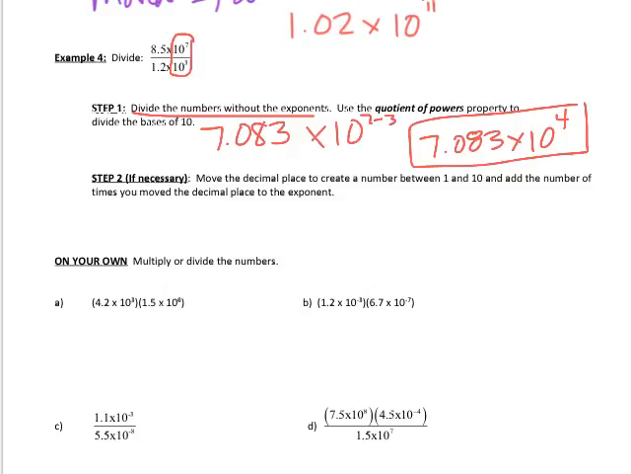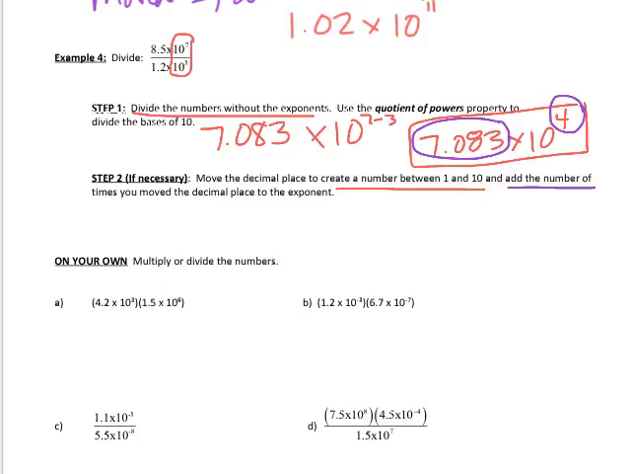Now let's make sure of one more thing. Move the decimal place to create a number between 1 and 10. Well, this number is already between 1 and 10, so we really don't have to do anything with that. And if the number was not between 1 and 10, we would add the number of times you move the decimal place to this exponent right here. Okay, so we're all set.